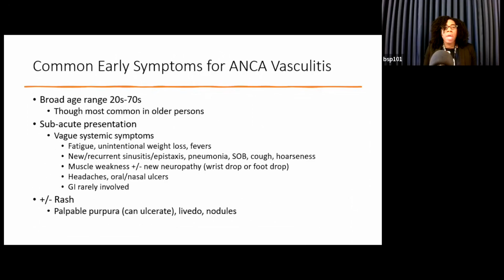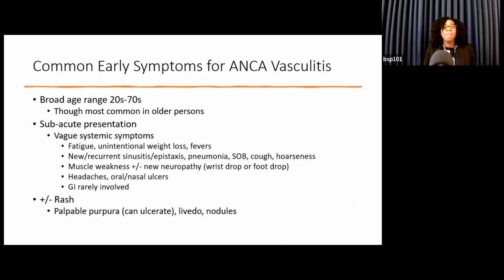Now moving on to ANCA-associated vasculitis. So these can happen in a broad range of people, teenagers, 20-year-olds, all the way to 70s and 80s. And so I know we more commonly see it in older people, but please keep it on your differential in your young patients as well, as I've seen this actually very recently in some younger patients, and it's been pretty aggressive.